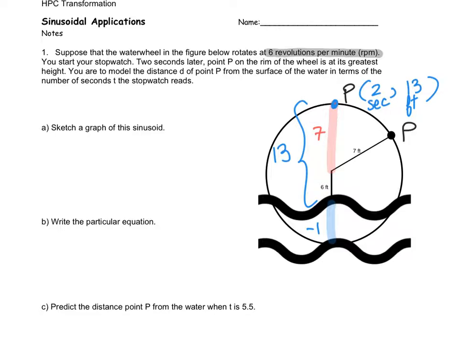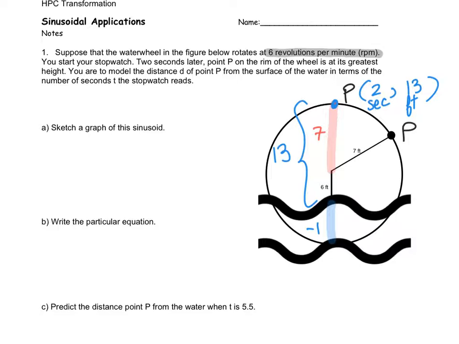Now let's continue reading. You are to model the distance d of point P from the surface of the water, so that's why I'm talking about from the surface of the water, in terms of the number of seconds t the stopwatch reads. Now I need to sketch a graph of this sinusoid. So it could be a sine, it could be a cosine, but for problems like that, I always try to draw cosine graphs, because I can see the highest and the lowest of what's going on, but the sine gives me the middle part. So I'm going to do the cosine.